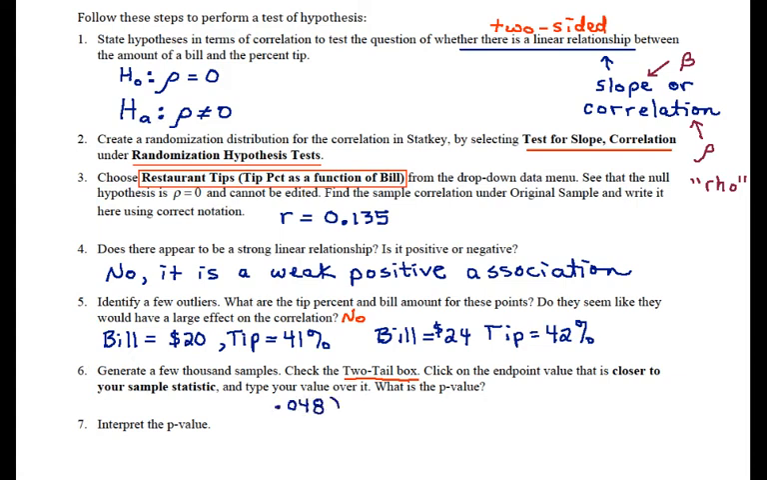0.048 times 2 gives me 0.096. That's my p-value.